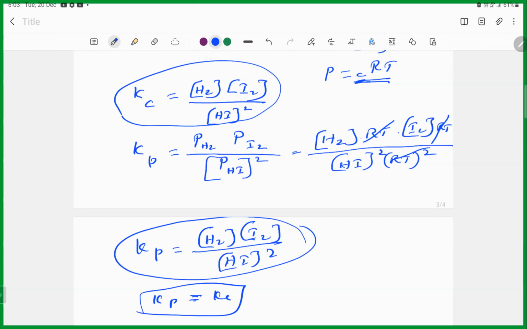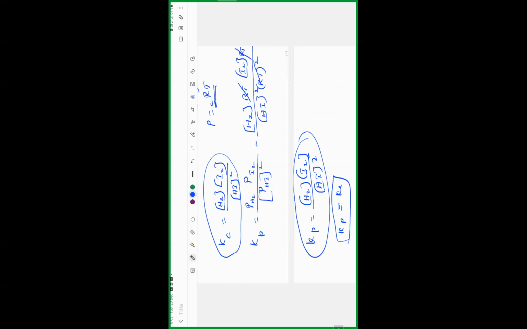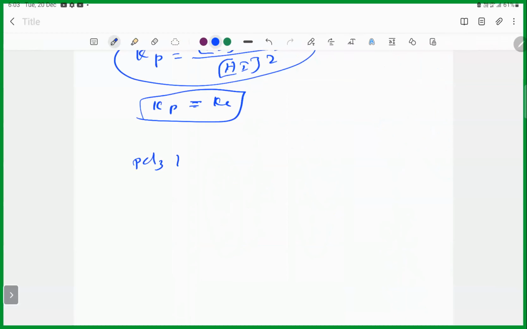Suppose the ammonia molecule is decomposing. For this, all of you write and tell me what the Kp and Kc values are. Or PCl3 plus Cl2 gas gives PCl5, sorry, I'm sorry, it's PCl5. You tell me when Kp is equal to Kc. All of you try and tell me. First you write the Kc, then you write for the Kp. What is the reaction? Tell me.